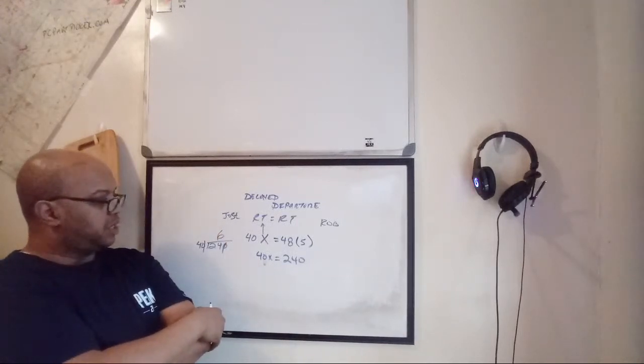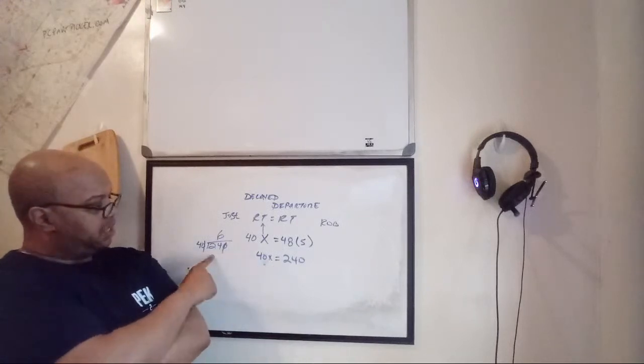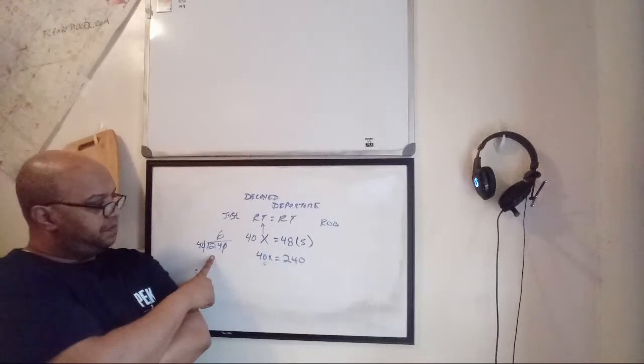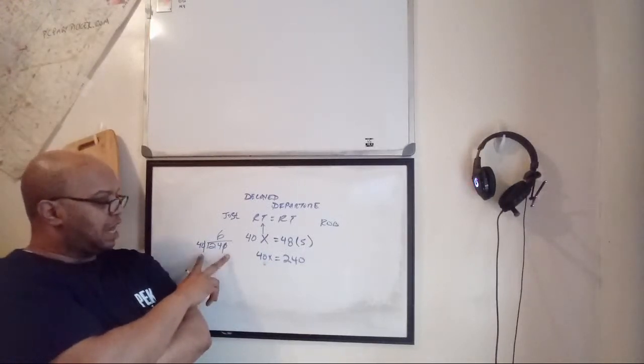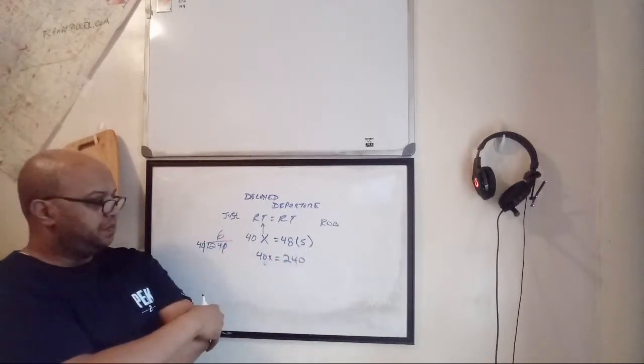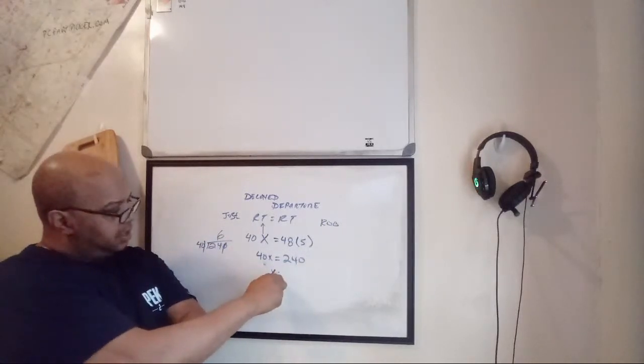So what do you think was the easier math question? This one or this one? 24 divided by 4. Definitely the smaller one. So you can chop off an equal amount of zeros and you'll get the same answer. So x is equal to 6.